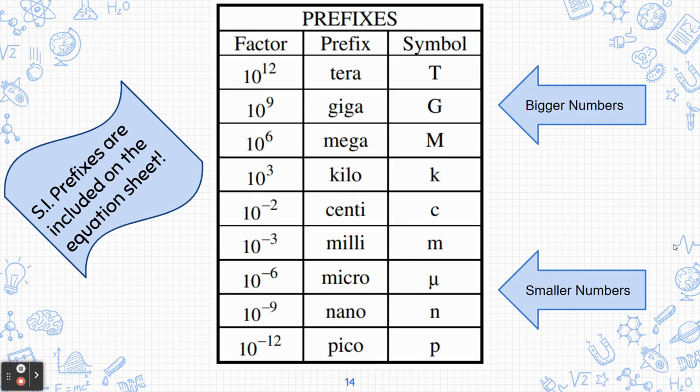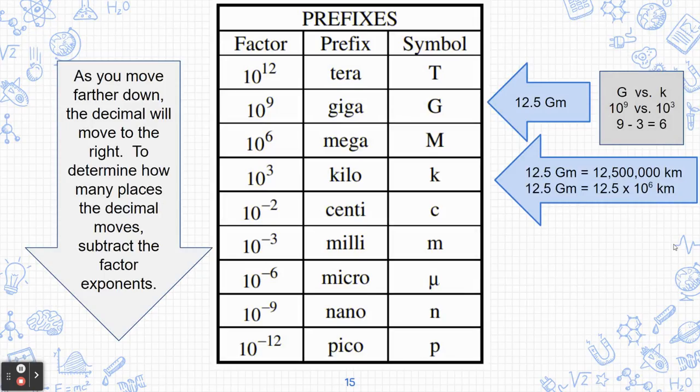When we talk about SI prefixes, this is also on your equation sheet. The bigger numbers are going to be towards the top. The smaller numbers are at the bottom. And you need to be able to convert from one to the other. Sometimes you'll be given centimeters and you need to put it in meters in order to do the calculations. Otherwise, everything will go wrong.